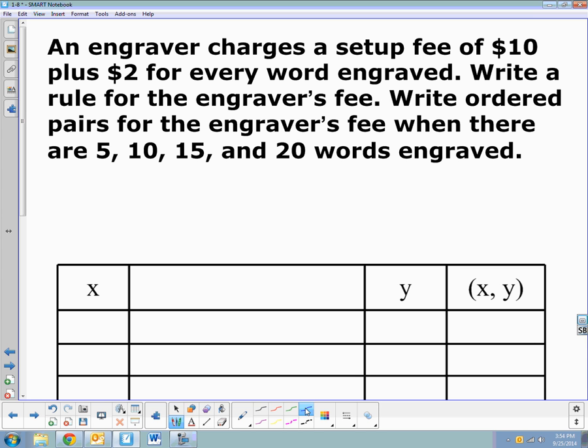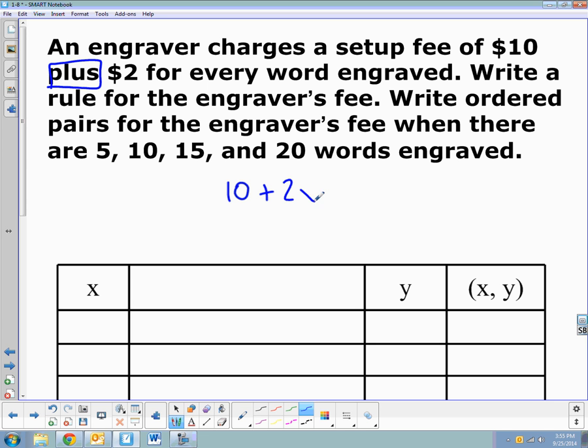So I'm going to look at this again. An engraver charges a setup fee. So no matter what you're engraving, you have to pay the same amount for that first try. It would be like if you're in a gym, you have a sign-up fee, or for your phone, there's a sign-up fee. So no matter how many minutes you use, you still have to pay a certain amount. So the setup fee is $10. And that doesn't matter how many you engrave. Plus, here's that word plus right there, plus $2 for everything engraved.